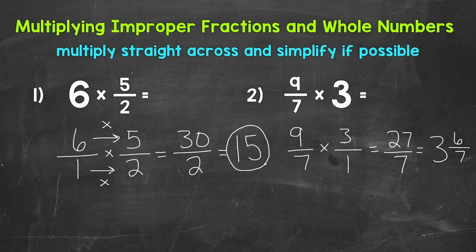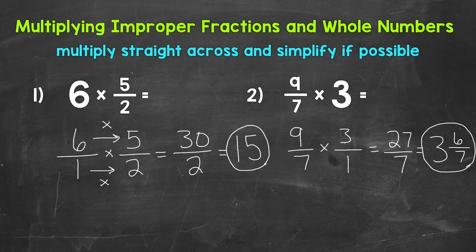We can always look to simplify the fractional part of a mixed number. 6/7 is in simplest form. The only common factor between 6 and 7 is 1. So we are done. 3 and 6/7.